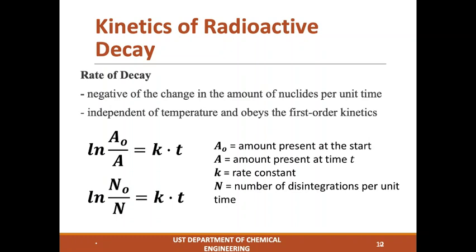The exponential relationship between the decay rates at an initial time and after a certain time is related by these equations, where A sub 0 is the amount at the start, A is the amount after time t, and k is the reaction constant. A similar equation can also be used, but using decay rates, where N is expressed as the number of disintegrations per unit time.